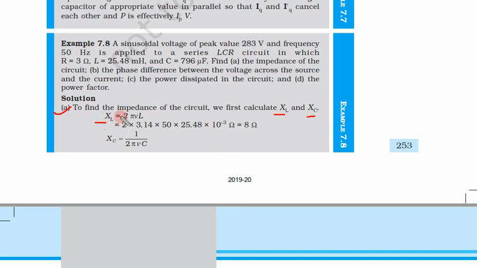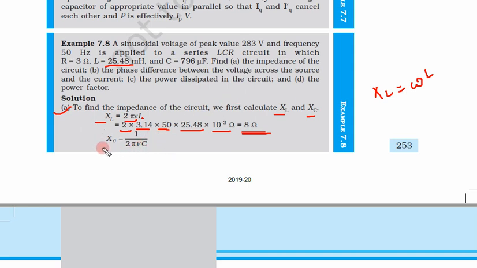XL is equal to omega L, and omega is 2 pi nu, so 2 pi nu into L. Here 3.14 is pi, and nu, the frequency, is given as 50 hertz. So omega is not 50, nu is 50. The value of L is 25.48 millihenry, so we have to convert it into Henry, that means 10 to power minus 3. When we calculate this whole number, we get 8 ohms, corresponding to the inductive reactance.